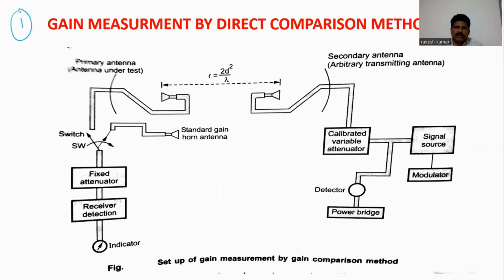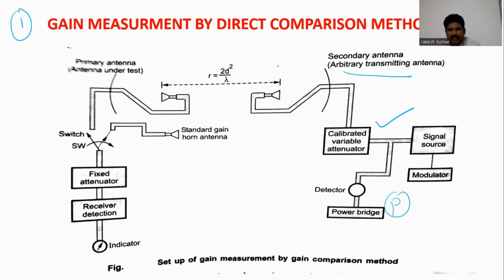First method, gain measurement by direct comparison method. Okay, so this is the setup for measuring the gain by direct comparison method. See here, this is my arbitrary transmitting angle. This is my transmitting angle. Here, this is the power used to measure the power. I am transmitting. So this is my transmitting angle.